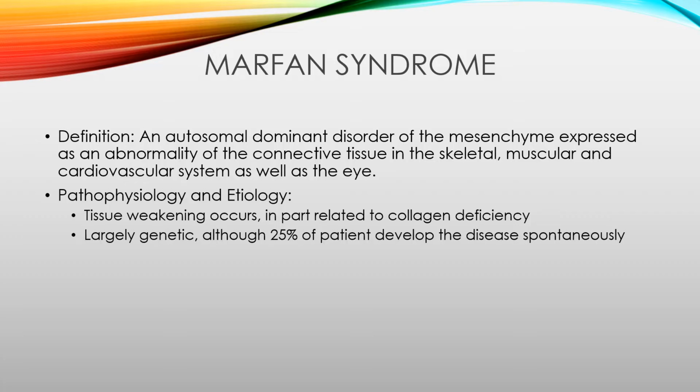Marfan syndrome. Marfan syndrome is an autosomal dominant disorder of the mesenchyme expressed as an abnormality of the connective tissue in skeletal, muscular, cardiovascular systems, as well as the eye. The pathophysiology of Marfan syndrome is truly a complicated process. Fibrillin 1 is a regulator of transforming growth factor beta bioavailability, which in turn can lead to inflammation, fibrosis, and activation of specific matrix metalloproteinases.